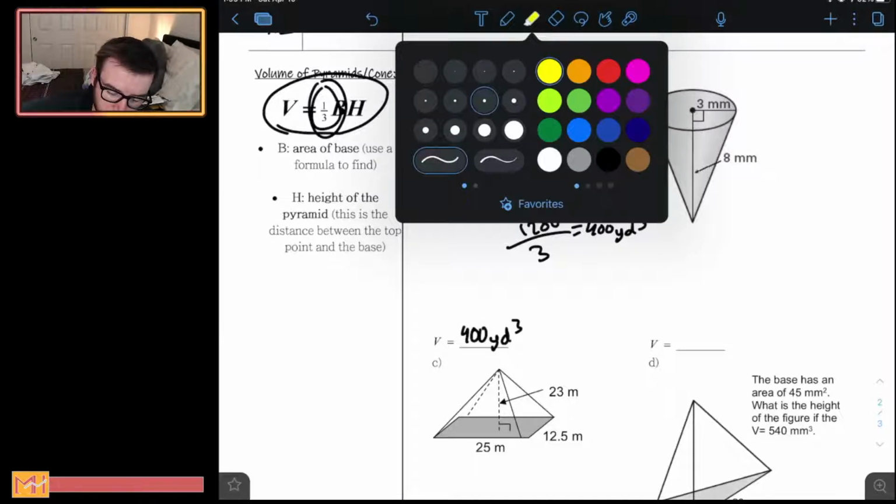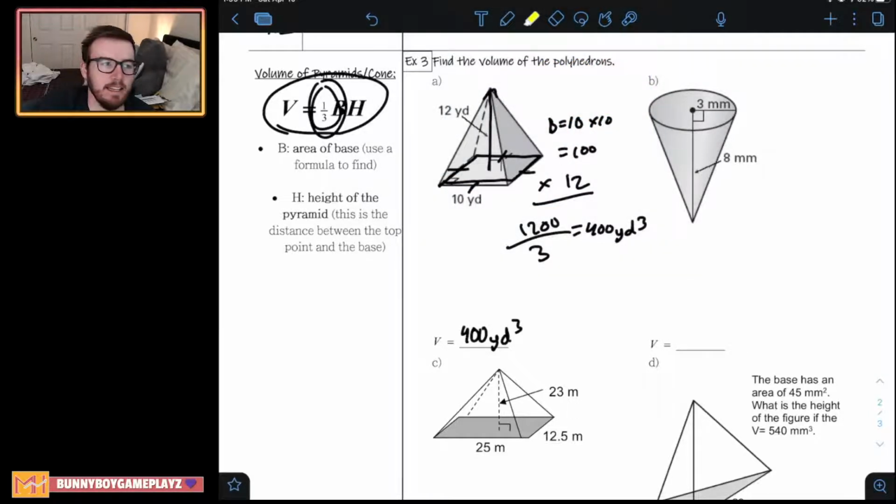How about I have you jump right into one just for yourself here. It's the same exact idea, except we're dividing by 3 at the end. So same exact idea here for B. Another one with a circle. Put those calculator skills to the test. Find the area of that circle, multiply by the height, and don't forget the 1/3.